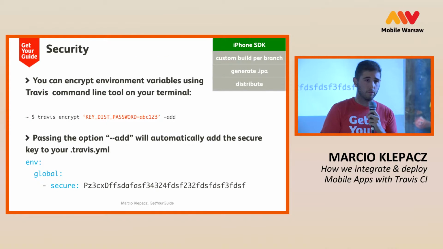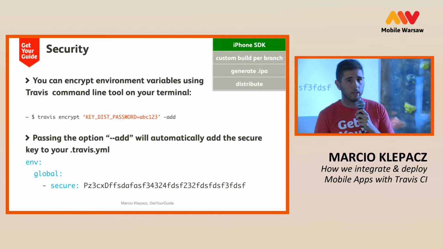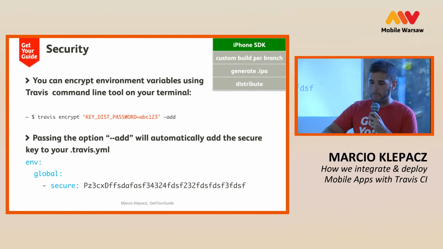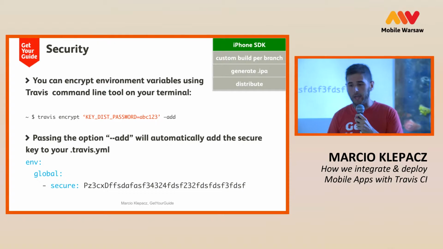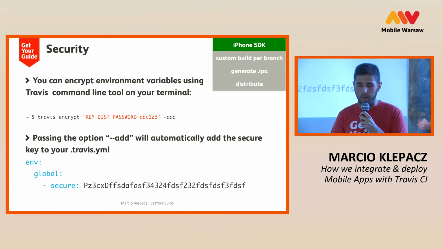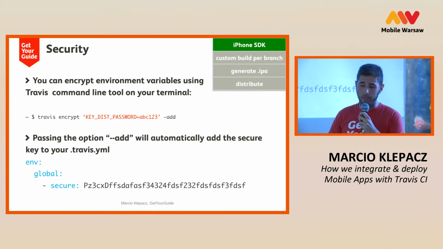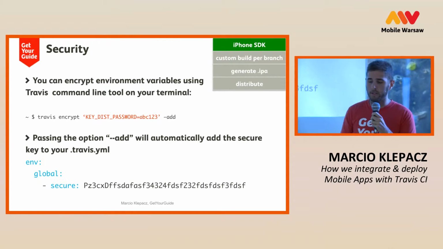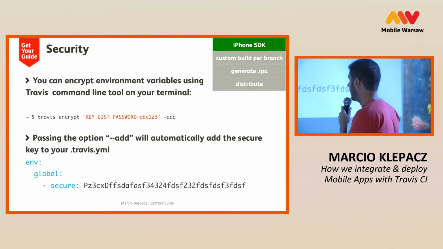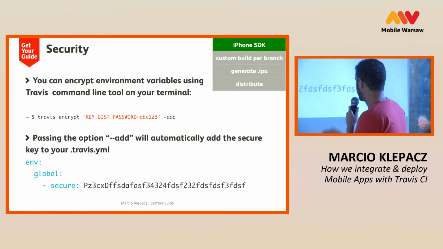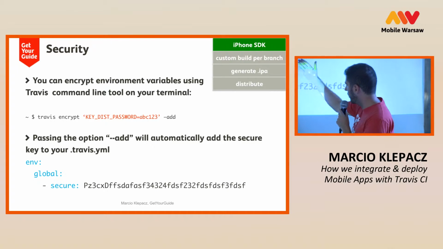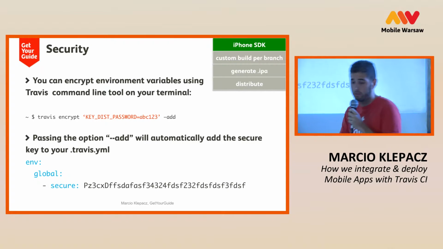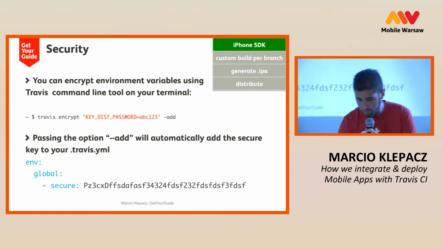If you want to use it, you can just download the Travis tool belt on your computer, and then you define whatever environment variable you want to encrypt, and you can just add it as an option. And this will automatically be included in your Travis YAML file. So for example, here we had our key distribution password, and this is how it's going to look in our Travis YAML file. So at least we don't have to worry about this anymore.